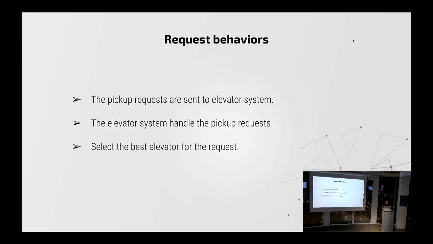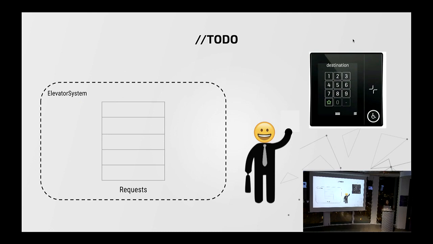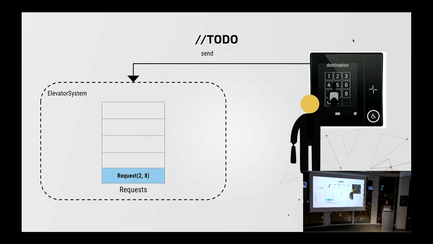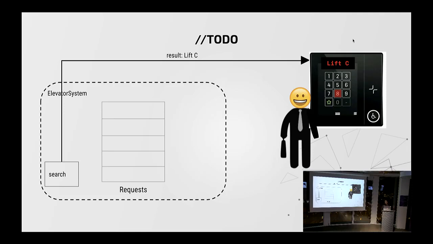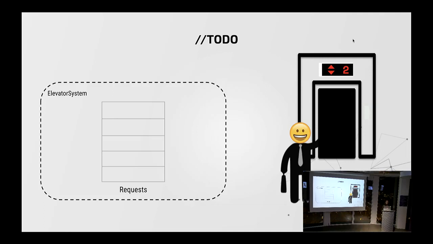Let's see our to-do now. We have a passenger. It will put its destination floor, and this passenger is on the second floor. So it will wait, and internally in the elevator system, there would be a mechanism to search for the best candidate from the elevators, using the elevator state, and then it sends its result and says, okay, you can go to elevator C, and the elevator would arrive at the stop of the passenger and pick him up.